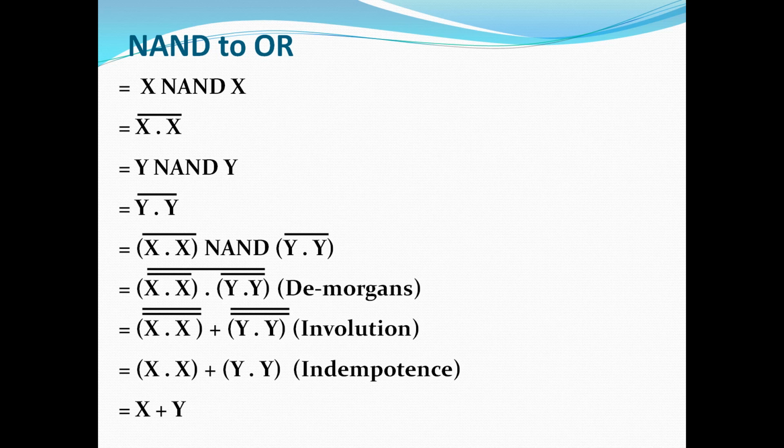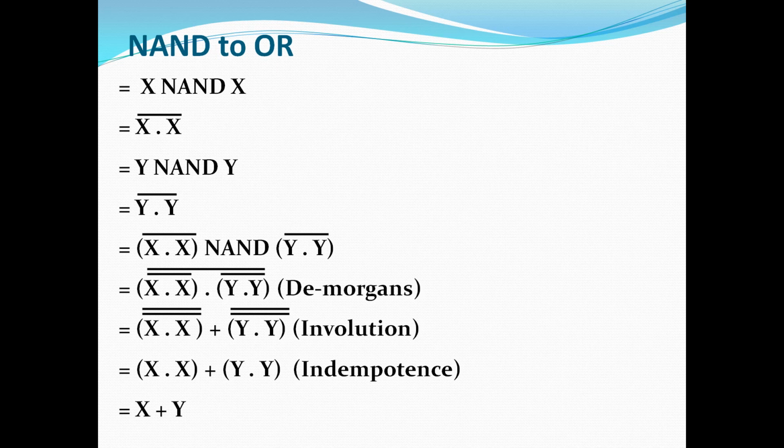Then we will see the third NAND gate. The third NAND gate uses two inputs. The first input is the output of the first NAND gate, which is X dot X whole dash. The second input is the output of the second NAND gate, that is Y dot Y whole dash. So the third NAND gate takes the input as X dot X whole dash NAND Y dot Y whole dash.